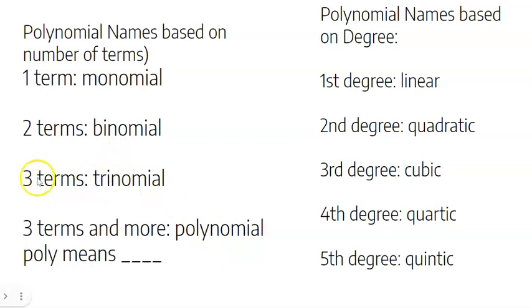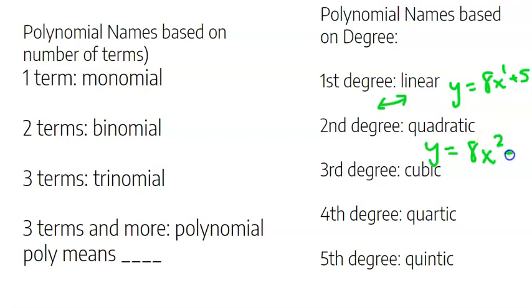Different names, like 3 terms is a trinomial. 3 or more can be called a polynomial. Poly means many. When you have a first degree statement like y equals 8x plus 5, that's x to the first power, it's always a line. But when you have a quadratic statement like y equals 8x to the second plus 5, that would be a parabola. Could also be reflected across this horizontal if it would have been a negative 8x squared.